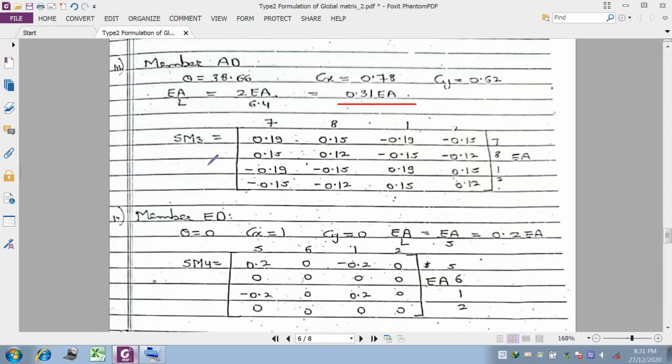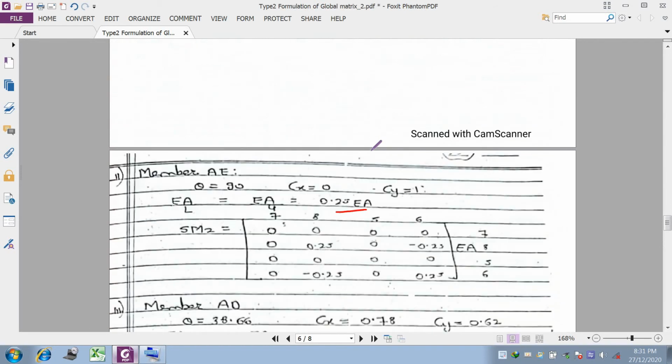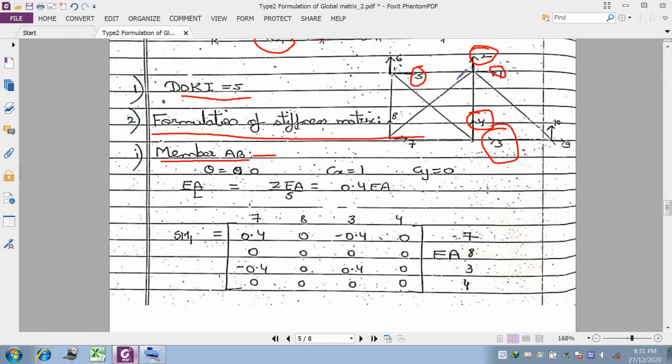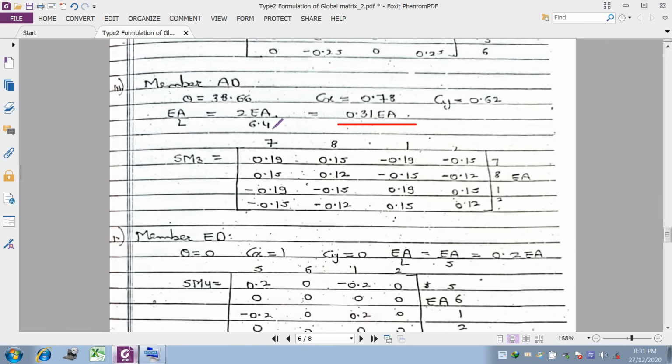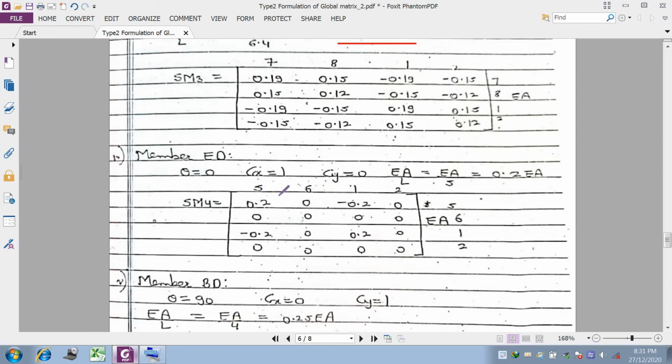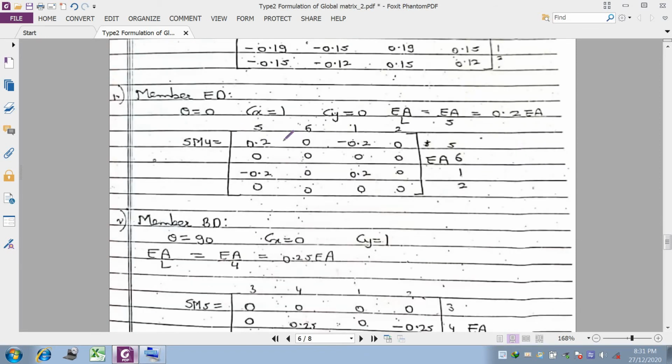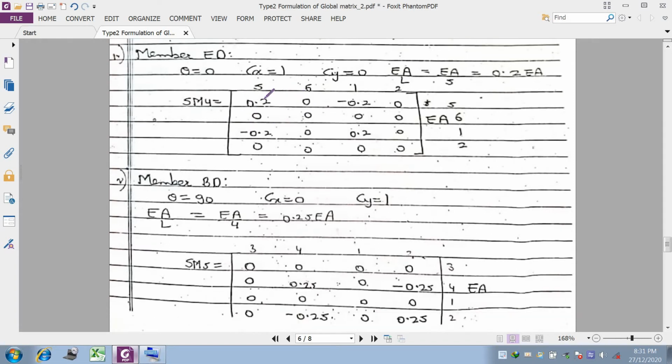Now consider the member ED. Again, ED is also a horizontal member, that is a top member, and the coordinate for that member is 5 6 1 2. So we have to carefully calculate the value and put the value, and we will get the answer in the structural matrix number 4 form, that is equal to this.